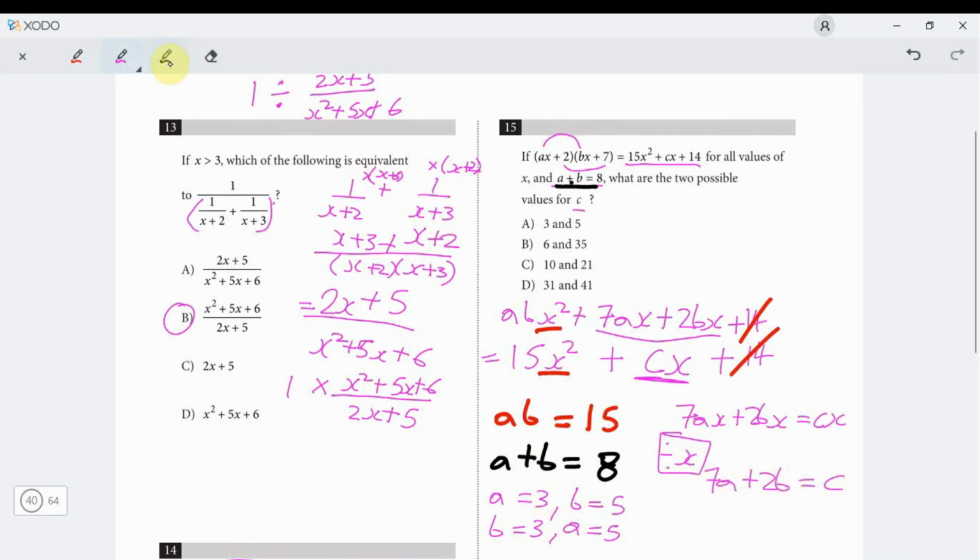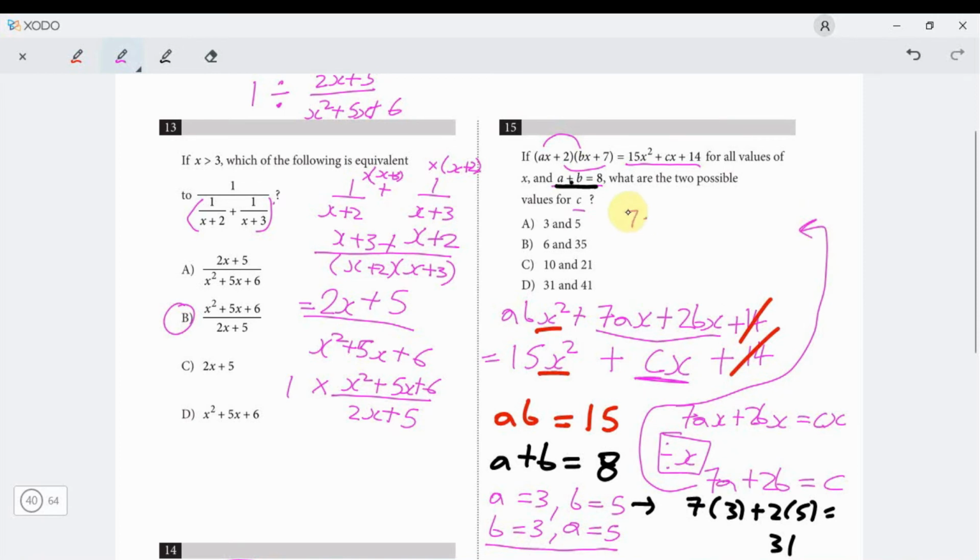So in that case, when a is 3 and b is 5, you get 7 times 3 plus 2 times 5, that's 21 plus 10, which is 31. And finally, another possible answer is when b is 3 and a is 5. Bringing it up here, we have 7 times 5 plus 2 times 3, that would be 35 plus 6, which is 41. So you get 31 and 41.